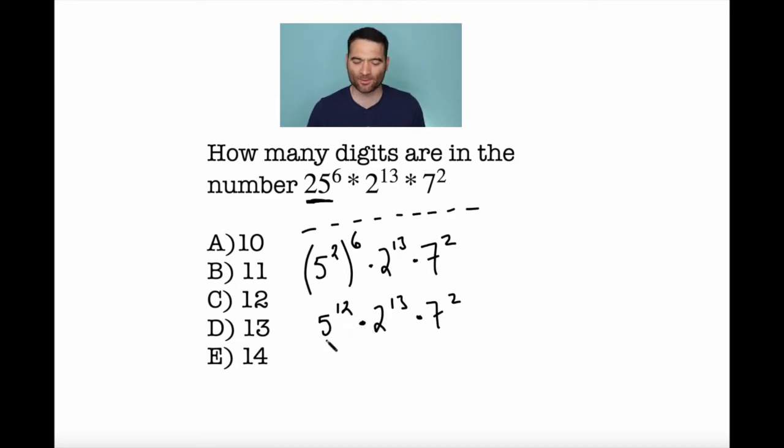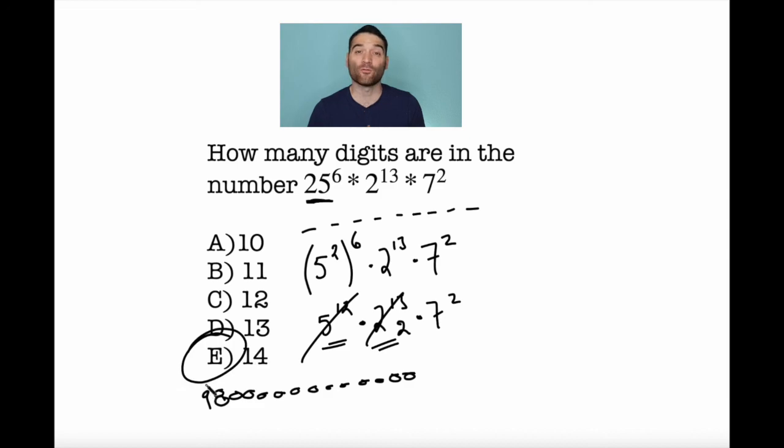Specifically, how many pairs of 5 and 2 can I make? Well, I have 12 5s and 13 2s. So with that, I can make 12 zeros. 1, 2, 3, 4, 5, 6, 7, 8, 9, 10, 11, 12 zeros, right? And I used all my 5s and I used all but one of my 2s. And so now I have 7 squared. That's pretty easy to do. That's just 49. Times this 2 gives me 98. So this number has 12 zeros and then a 9 and then an 8 for a total of 14 digits.